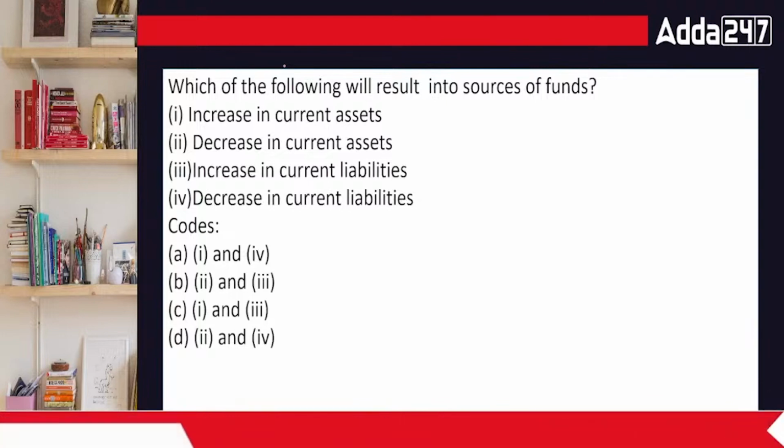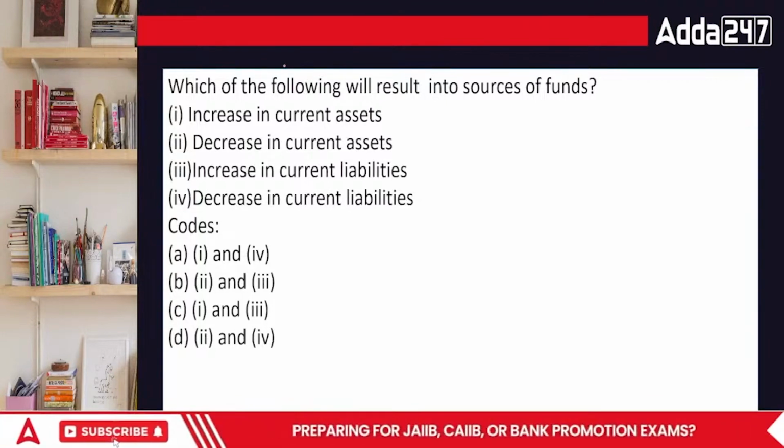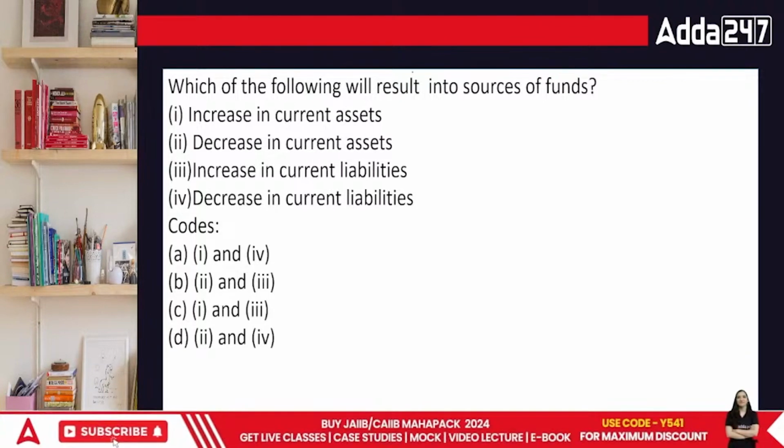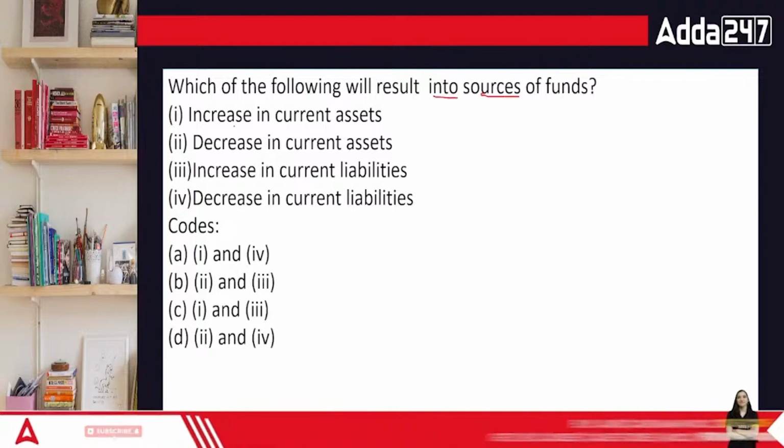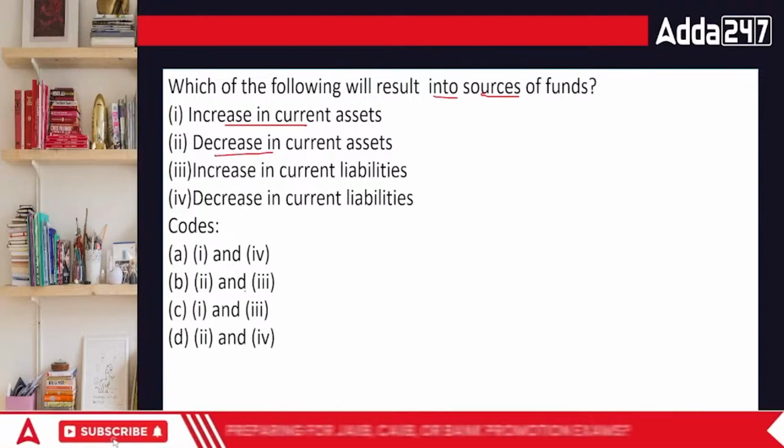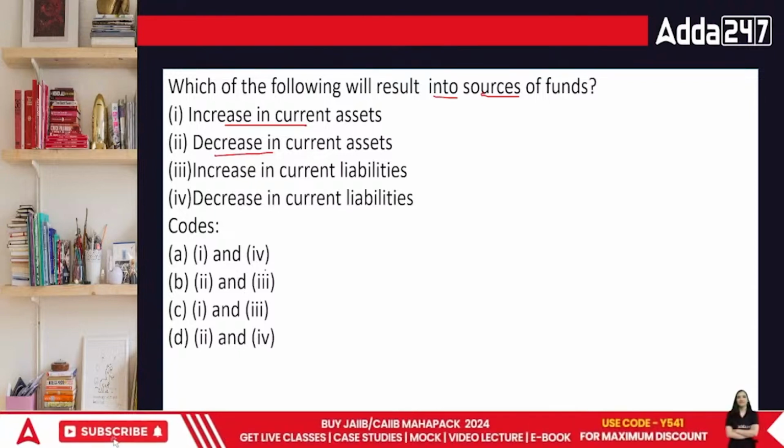Next question, everyone. Which of the following will result into sources of funds? Increase in current assets, decrease in CA, increase in current liabilities, or decrease in current liabilities? Codes. What's going to be the answer, everyone?